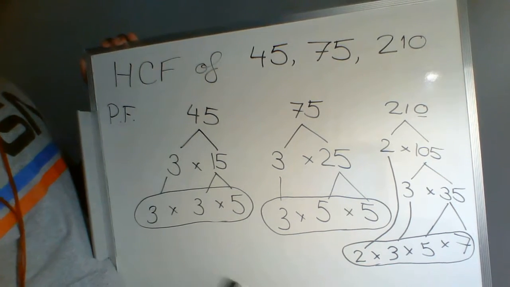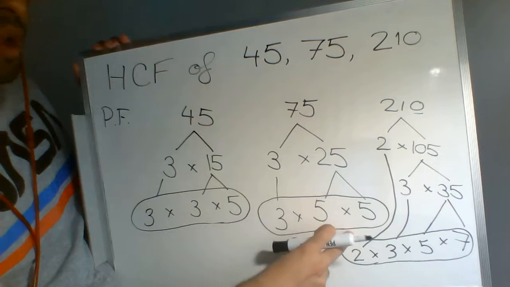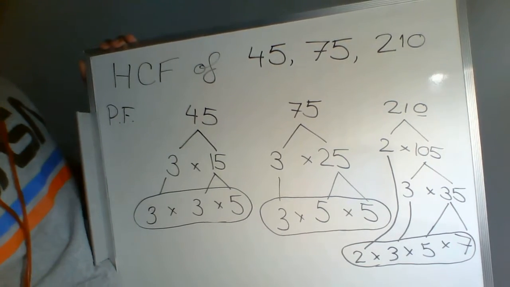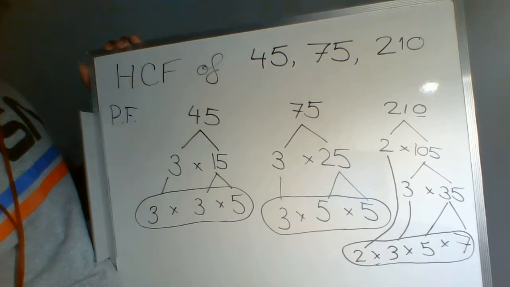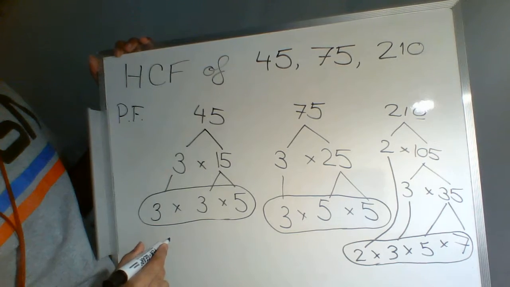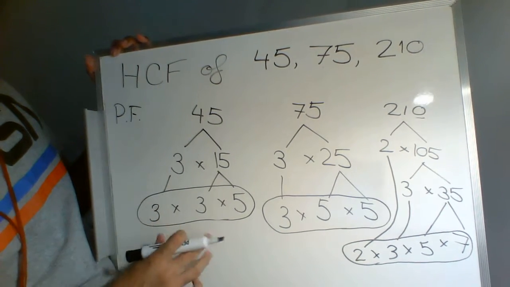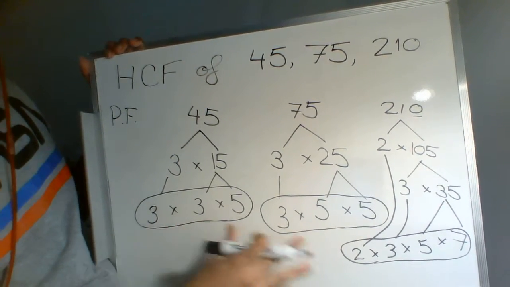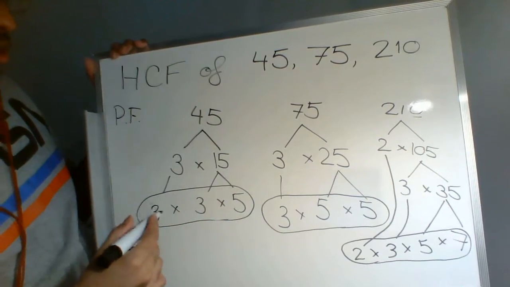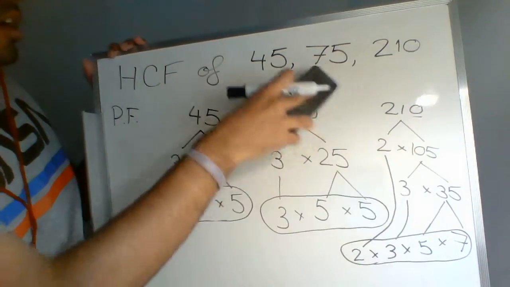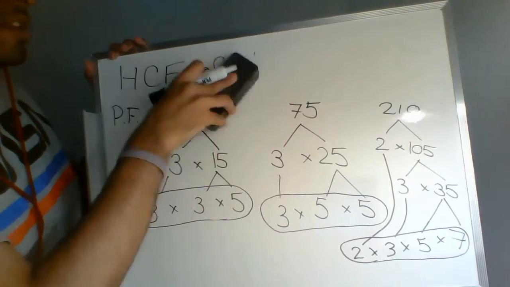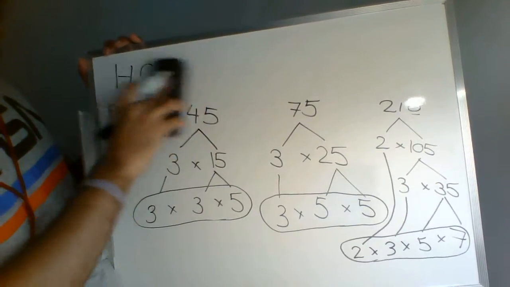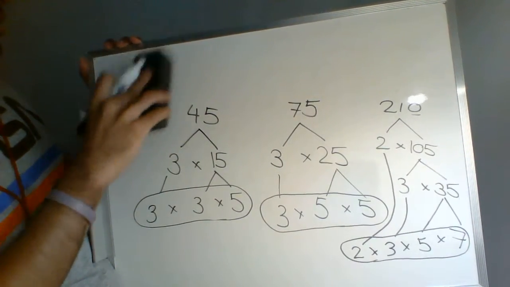Alright, so now we have the prime factors for 45, we have the prime factors for 75, we have the prime factors for 210. So we can just list those, or if you've got them in this setup and you've circled them, then you could just look at the ones that you have. I've gotten in the habit of listing them, so we're going to list them. I'm going to get rid of that title. We know the numbers that we're dealing with here.